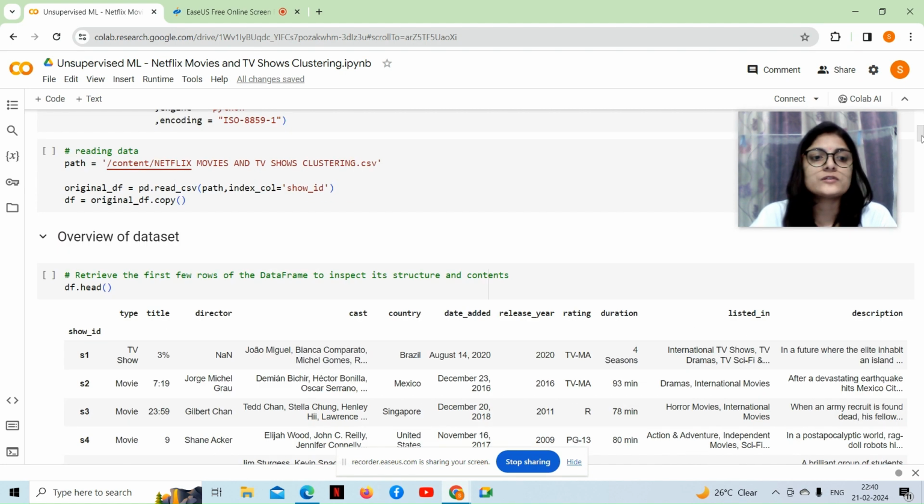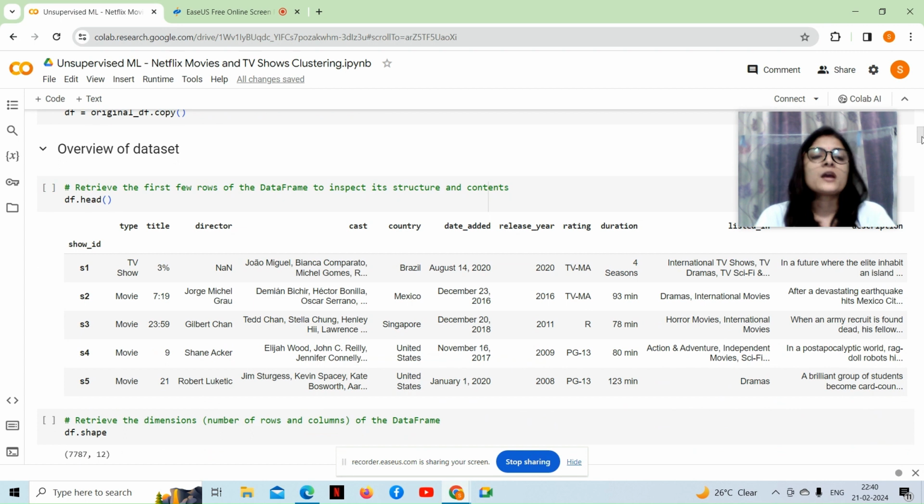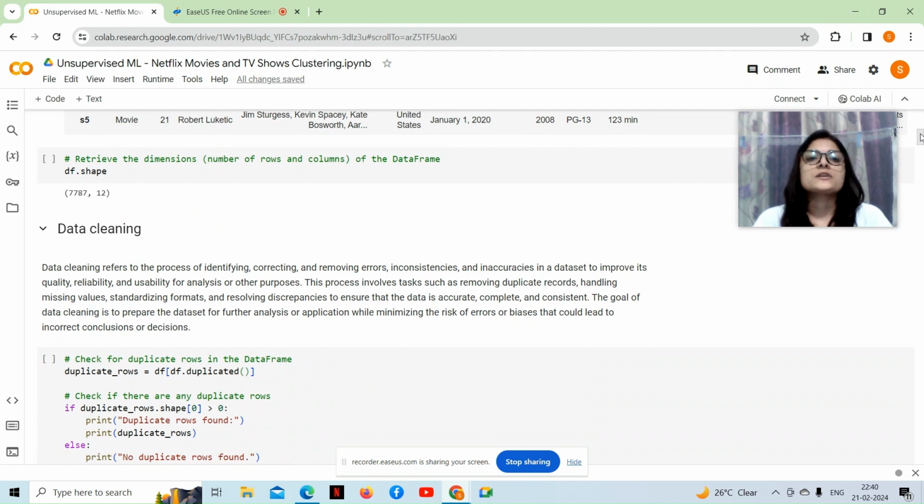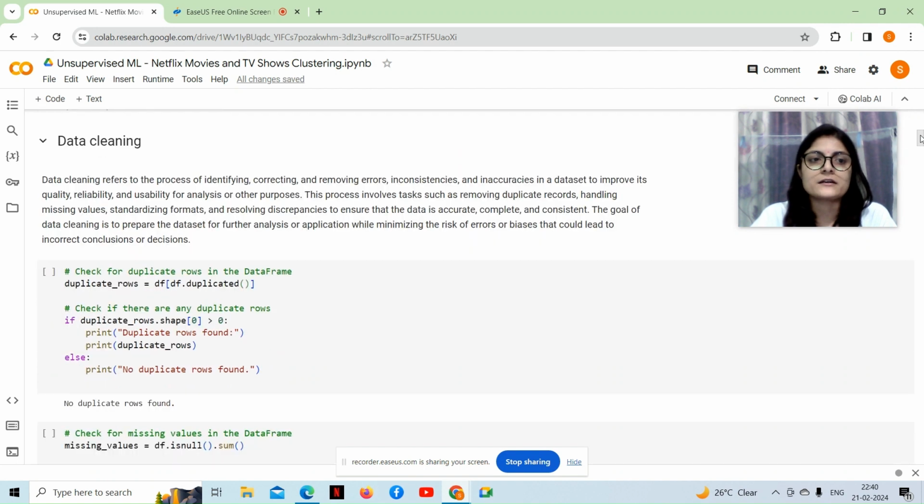Next, overview of the dataset. In this, we can retrieve the first few rows, or first 5 rows, of the data frame to inspect its structure and contents with the help of df.head. Next, retrieve the dimensions. Dimension means to know the number of rows and columns in the data frame with the code df.shape.